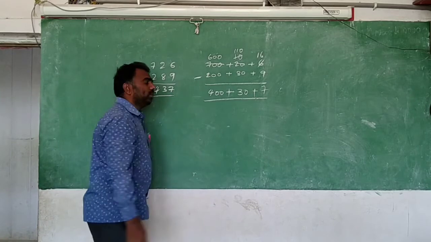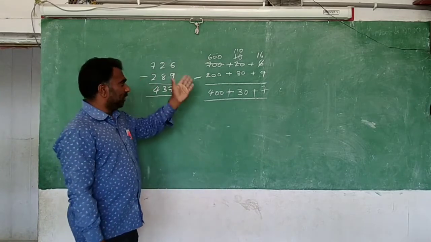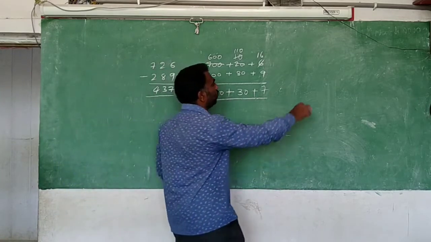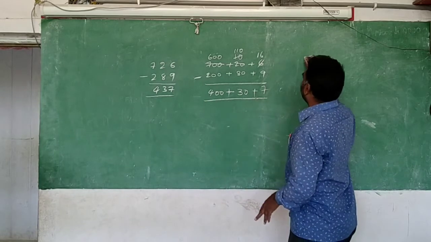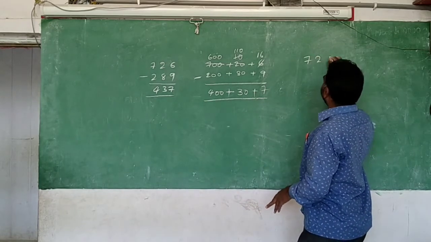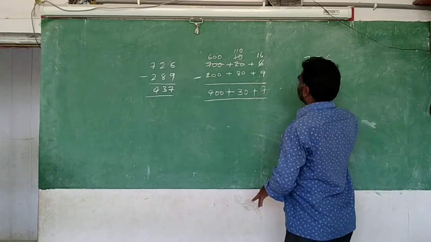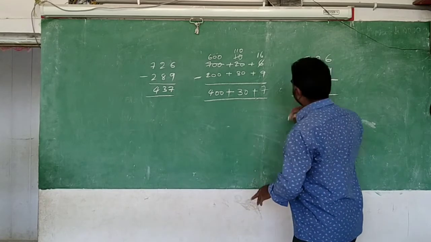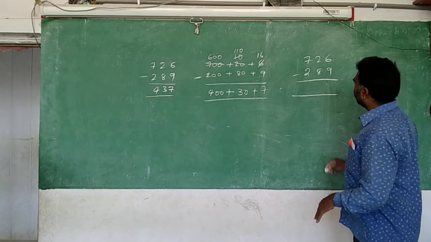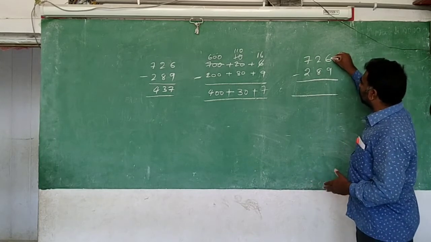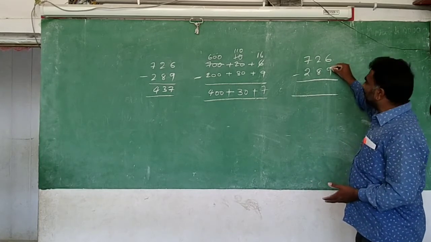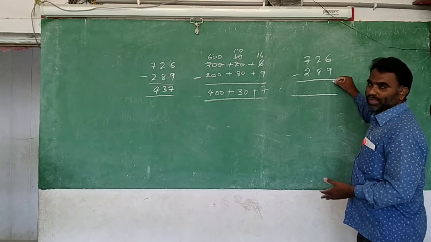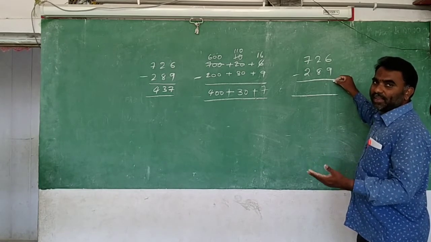So finally you got it as 437. So direct method, how do you do this? You see here. Same method we will follow, but we are not splitting the number. So just you will write the numbers. Without splitting you will do, but same method you will follow. First of all you will subtract 6 from 9. Then it is not possible. Then you are going to take the carry, borrow.